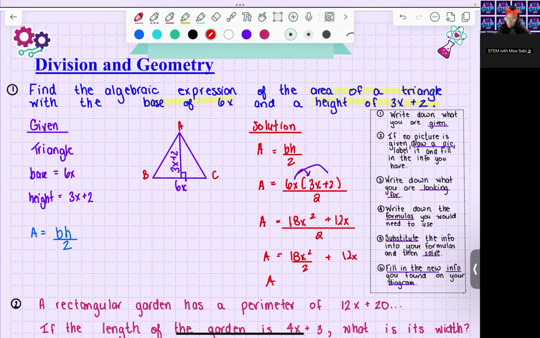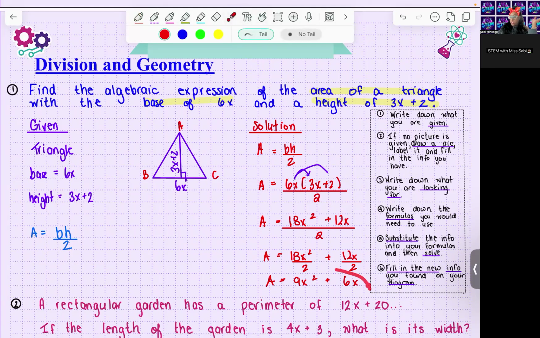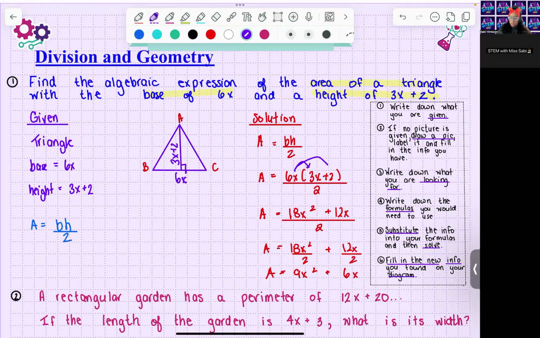So the area is equal to 9x squared. So I forgot my 2. Plus 6x. Okay, so in the next section, we're going to learn how to factor, because I can actually factor this. I can take out the greatest common factor between those two terms. That is something that we will do shortly. So that is the answer to this one.